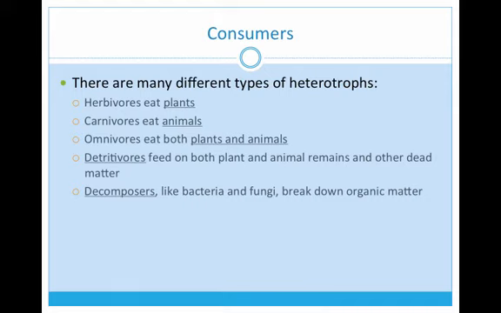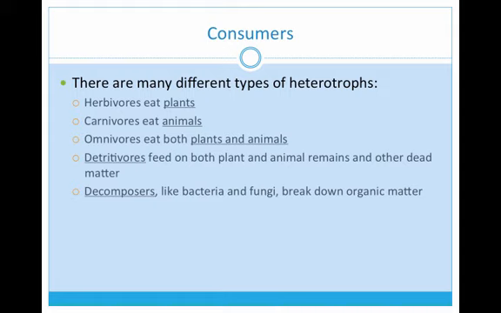There are many types of heterotrophs. Herbivores eat plants. That's a type of heterotroph. Carnivores, another type, eat animals. Omnivores, a third type, eat both plants and animals. Now, the two new types of heterotrophs, at least as far as I can tell from your scientific study so far, are detritivores. Detritivores feed on both plant and animal remains and other dead matter.